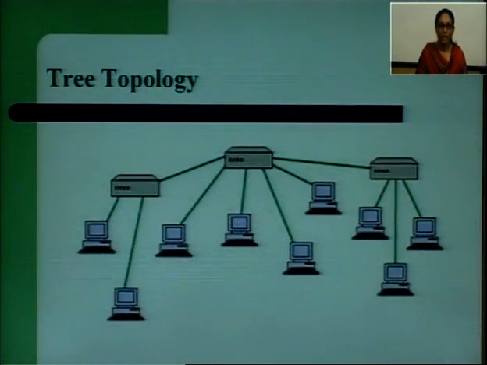From the diagram, two hubs are used. This is the central hub and these are the secondary hubs. It is very difficult to attach all the devices to the central hub. Some of the devices are connected to the secondary hub, and then the secondary hub is directly connected to the central hub. So this is called the tree topology.